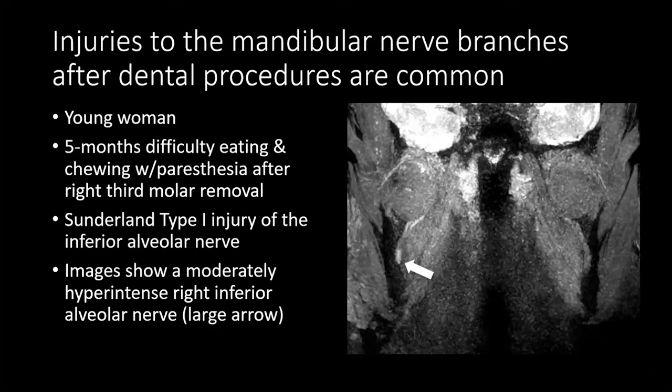So here are some example cases. This was a young woman who had 5 months of difficulty eating and chewing, with paresthesias along her lower lip after a third molar tooth removal. And here you can see that the inferior alveolar nerve on the right is incredibly bright compared to the left. It's not per se enlarged, maybe a little bit, but you can see the difference in the signal between the abnormal right side and the normal contralateral side, where the nerve is only slightly lighter than the adjacent muscle. So this was a Sunderland type 1 injury.